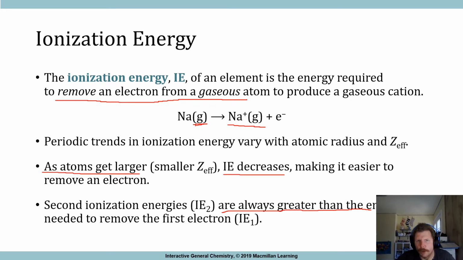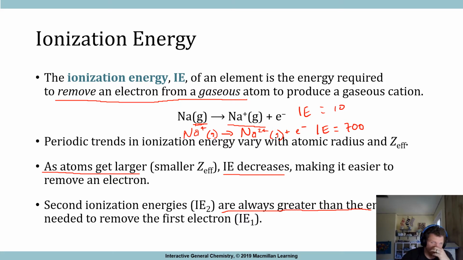So to apply that, if you look at Na gaseous going to Na+ gaseous plus an electron, let's just call it 10. That'll be your first ionization energy. Now to go from Na+ gaseous to Na2+ gaseous plus an electron, your ionization energy would be something like, let's say, 700. So it's always going to be larger. Removing that second electron is always going to require more energy than removing the first one.